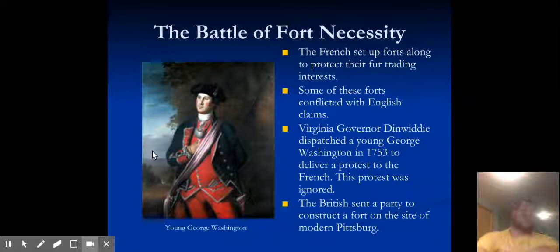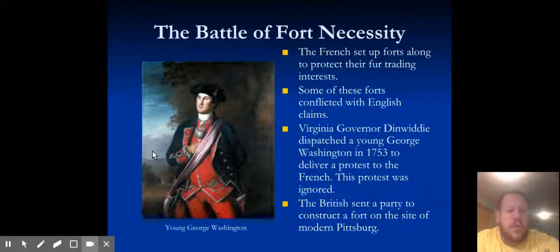Well, you have Virginia Governor Dinwiddie. He was a governor in the 1740s, 1750s, and he sends this young 18-year-old colonial militiaman named George Washington out there. Now, George Washington is a colonel in the Virginia militia. He's well read. He's a higher-up guy. He's a gentleman, if you will.